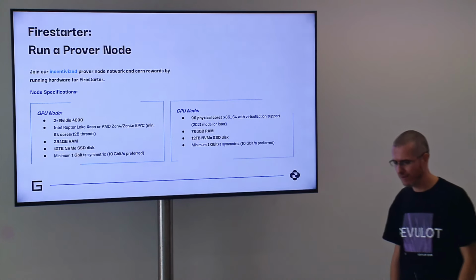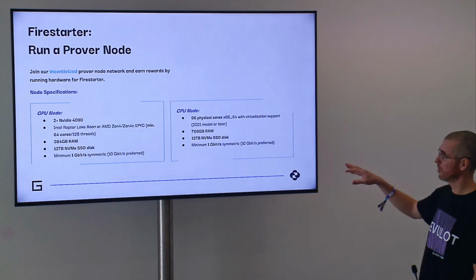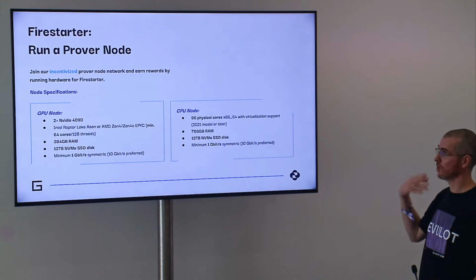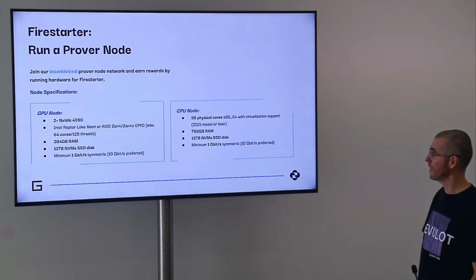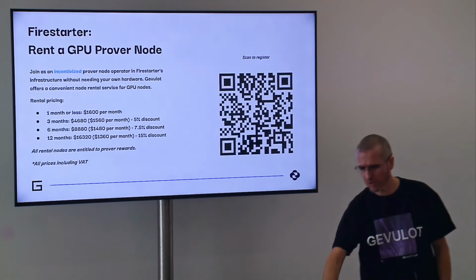So if anyone would like to run a prover node, these are a little bit more detailed specs of the GPU and CPU node. It's an incentivized network. We are onboarding prover nodes even now. And there is actually a QR code on the next slide.